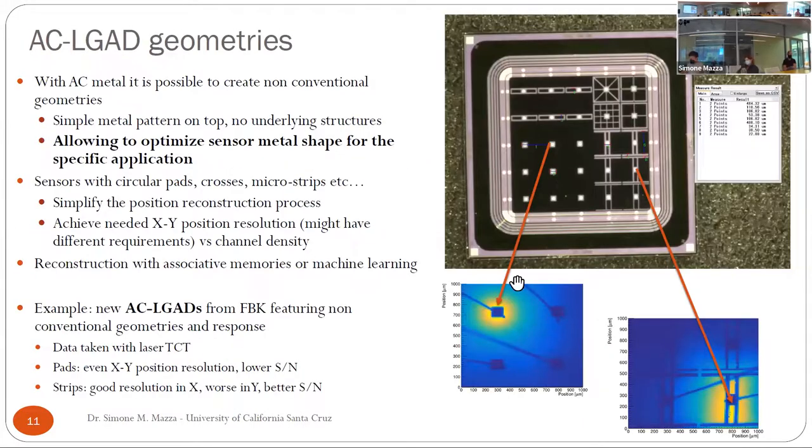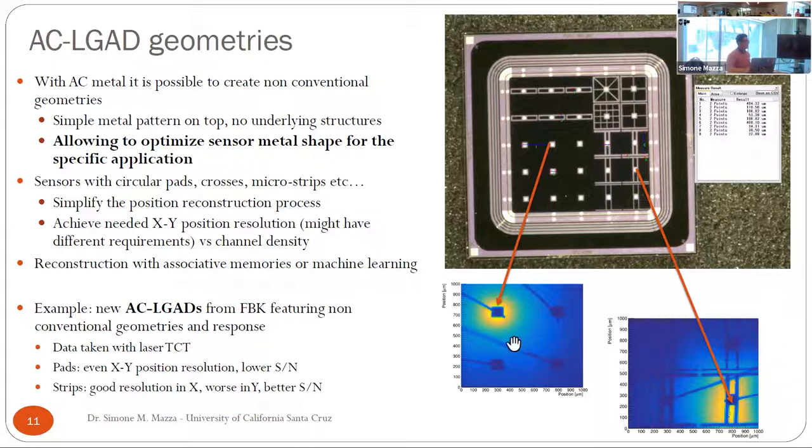Yeah, so I wanted to show the difference between this kind of pattern and this kind of pattern. These are color maps taken with a laser. You just raster around the sensor with a laser. That's why you have the shadow. If you are with a laser on top of the metal, you don't see anything, but you see the response around it. And you see that the response from this kind of pad is kind of an octopus, right?